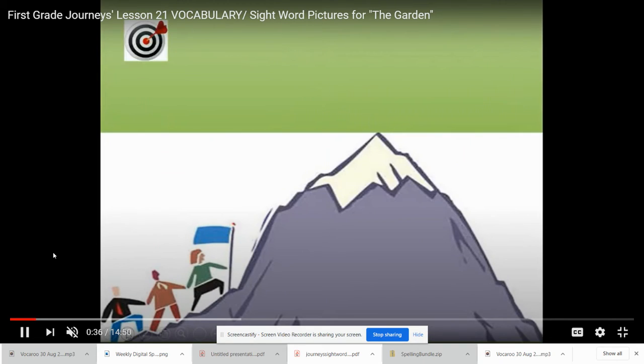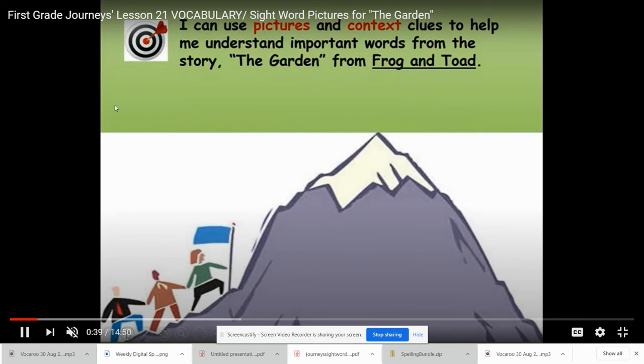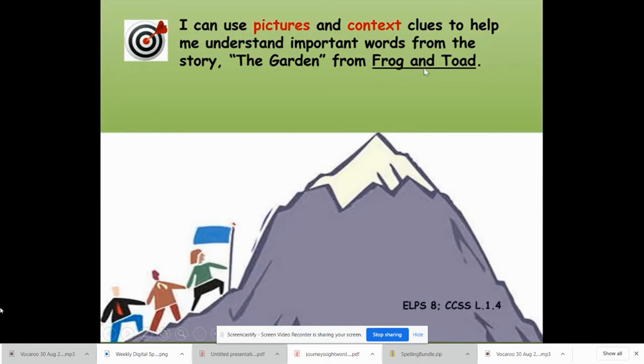Okay, let's talk about our objectives, our learning targets. I can use pictures and context clues to help me understand important words from the story The Garden from Frog and Toad. All right, I want you to read that with me, okay? I can use pictures and context clues to help me understand important words from the story The Garden from Frog and Toad.